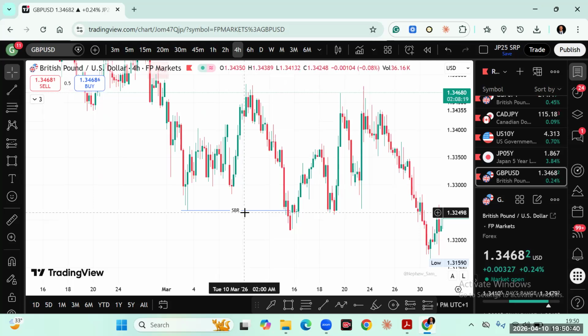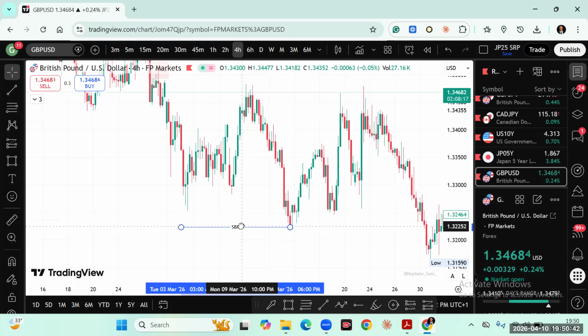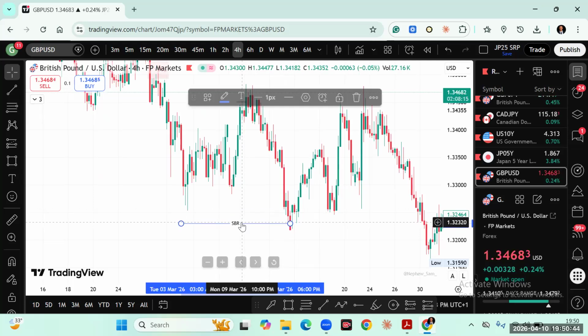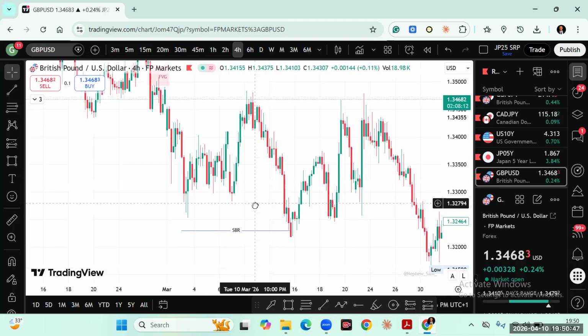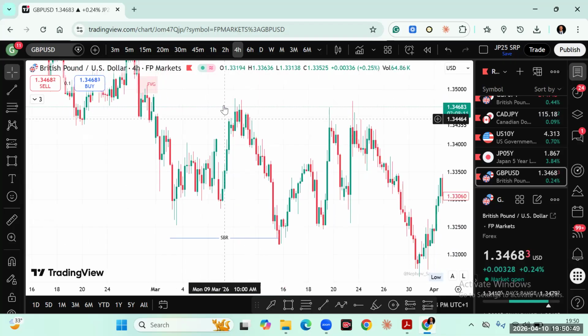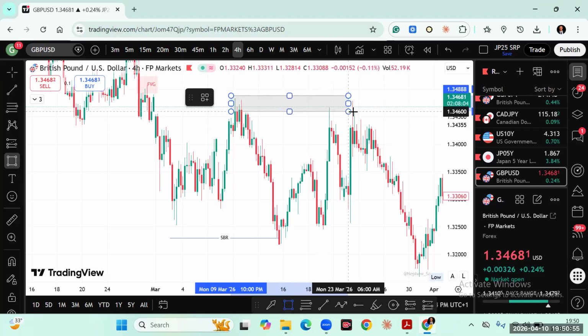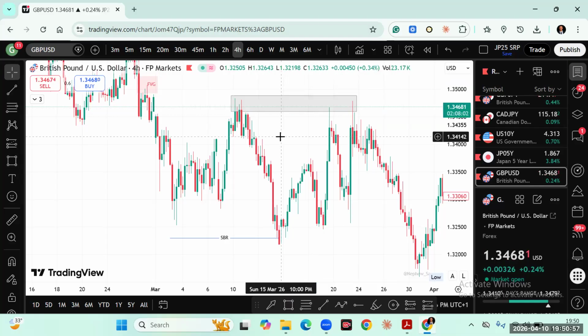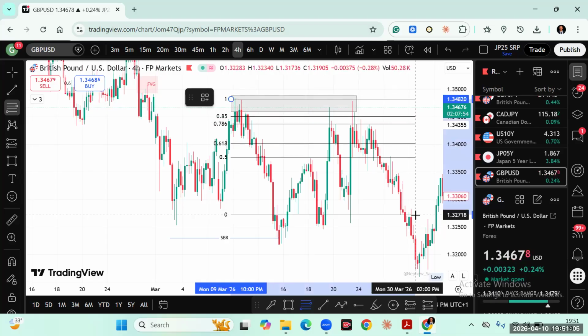You need to make sure that it actually broke it with the bottom of a candle, and then wait for market to come back to your POI. So this is the high of that range. Let's mark with Fibonacci to see what the market did. This is the high of the range and this is the low of the range.